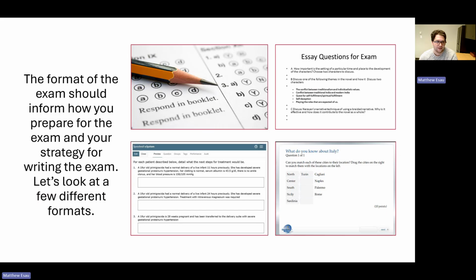So if it's distinguishing direct and indirect sentence structure, maybe you could imagine, okay, I could see on an exam there being a question that says, which of the following is a characteristic of an indirect sentence structure? And you look through the information, and maybe you come up with some answers yourself. So yes, the format should inform your preparations, but also your strategy for writing the exam. So let's talk about a few strategies for different kinds of questions.